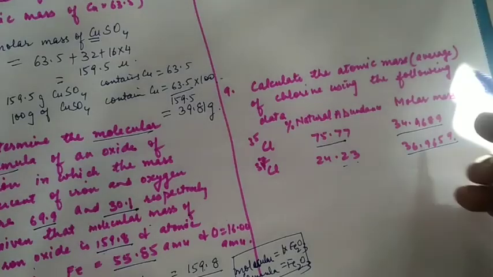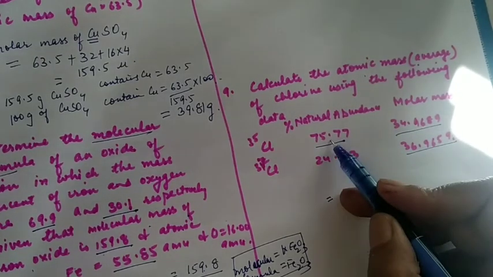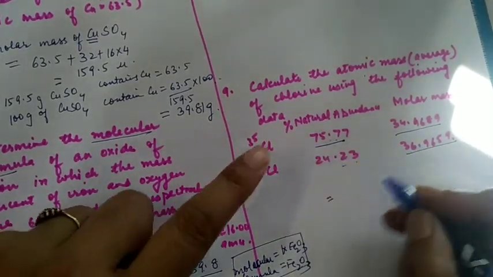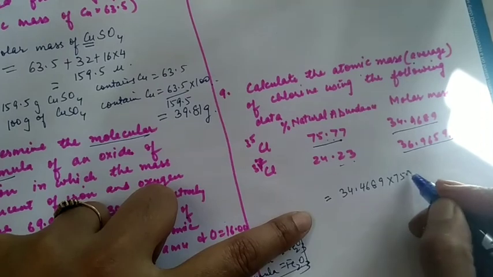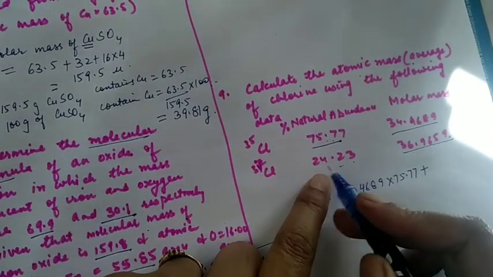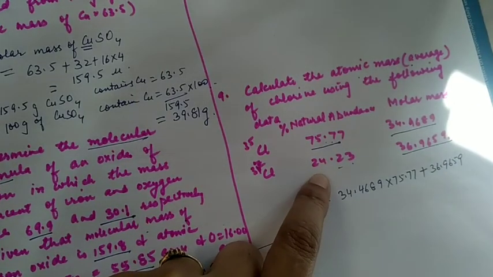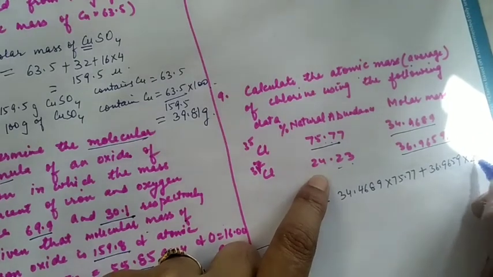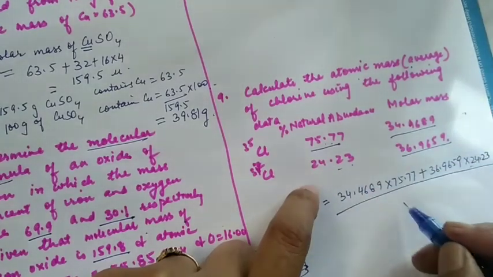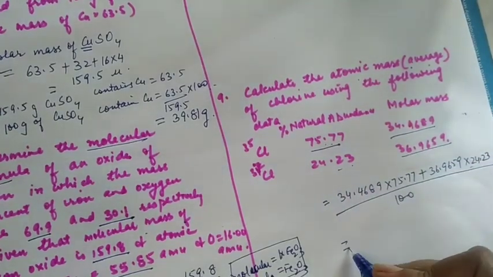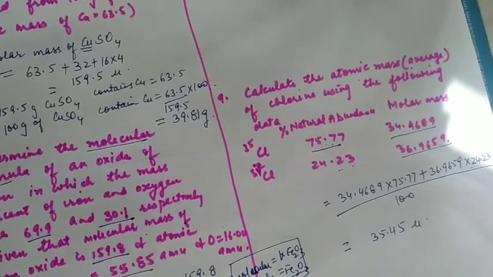So to find out the average atomic mass, you will multiply the atomic mass with the abundance. So for chlorine 35 it will be 34.4689 into 75.77, and for chlorine 37 it will be 36.9659 into 24.23. You add these two, divided by the total abundance is 100%, so 100. So on solving, this comes 55.45 atomic mass units.